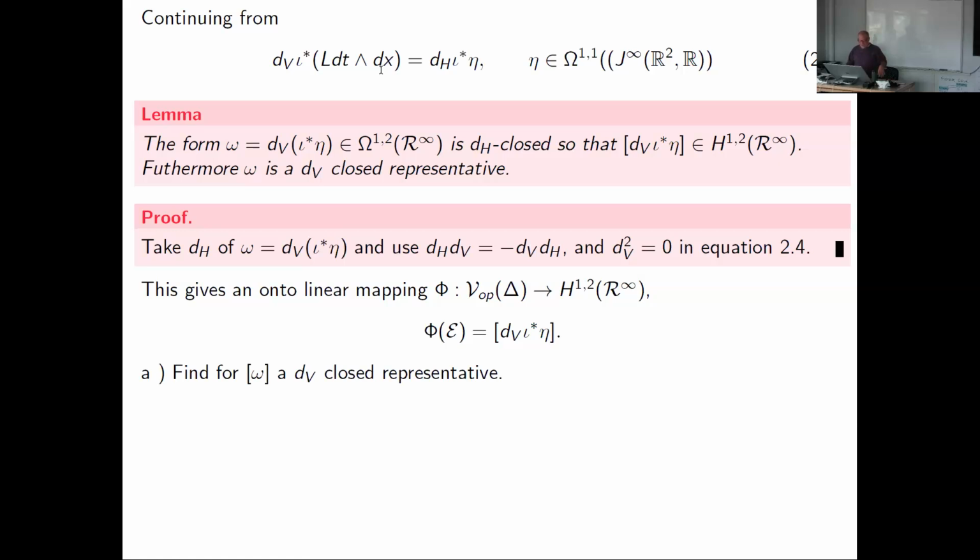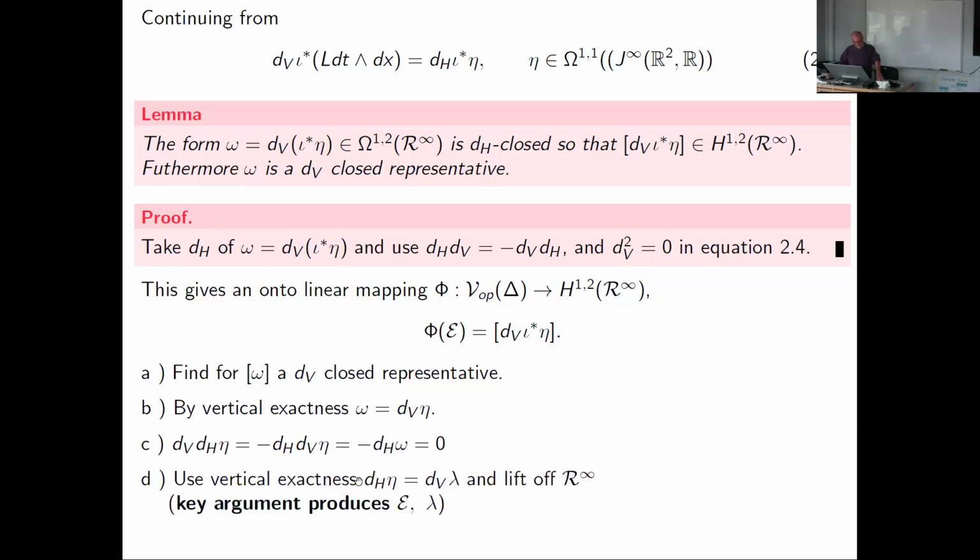Okay, and what you do is, if you have a cohomology class, you look for a dV closed representative. By vertical exactness, you can write that representative as dV of a form, and here eta is a 1-1 form. And then by the anti-commuting, if I take dH of dV of eta, I get dV, excuse me. So I have this eta term, which is 1-1. I calculate its dH. This now becomes a 2-1 form. You calculate dV of that and you get 0. And again, by vertical exactness, this form dH is dV of lambda, and you get this little so-called snake diagram.